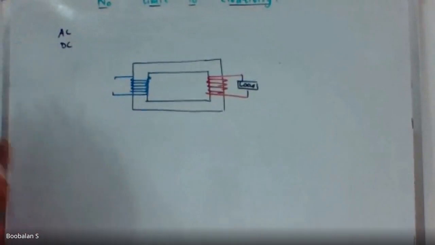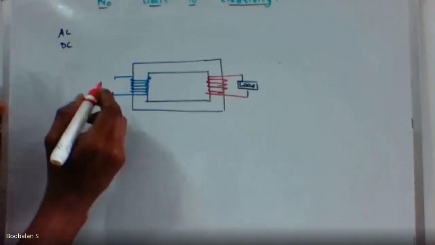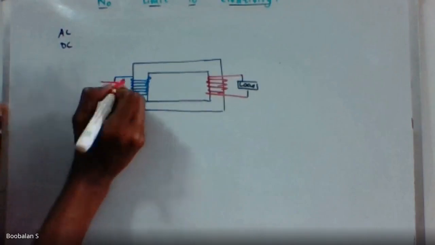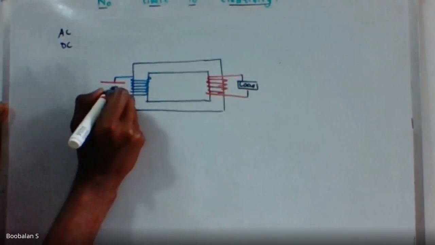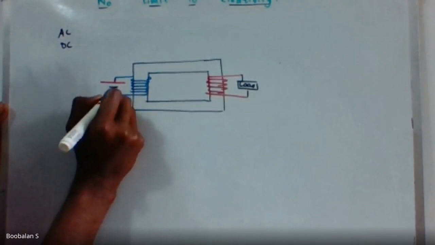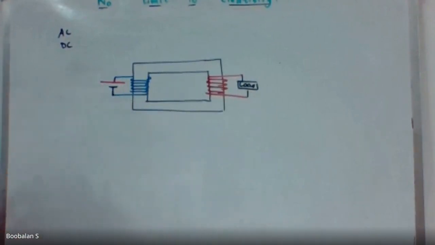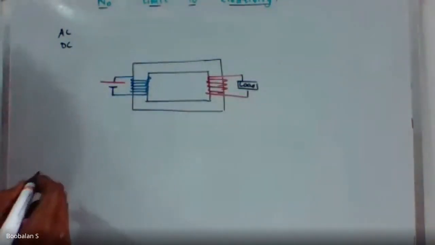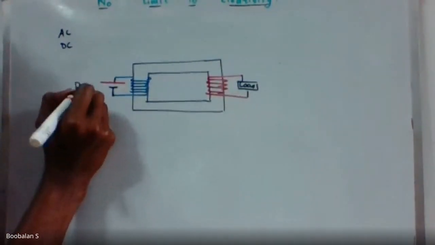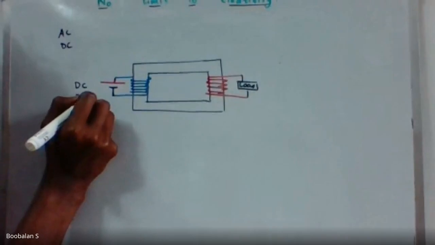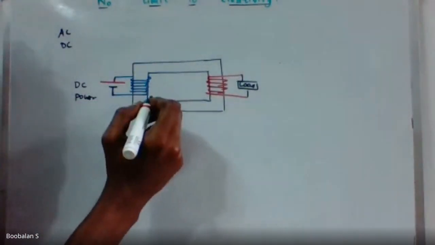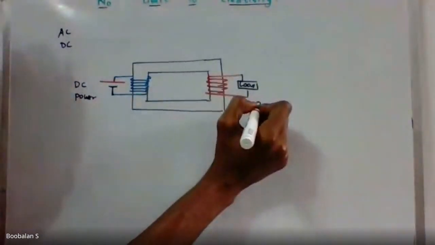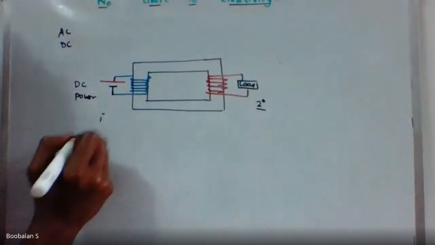So the question will be this one. If I'm just going to connect a DC source to my transformer's primary winding, whether the power is now going to be delivered on my secondary side. Anyone have an answer? If I apply a DC power to my primary side, is the transformer going to deliver electrical power into my secondary side? That is my question.